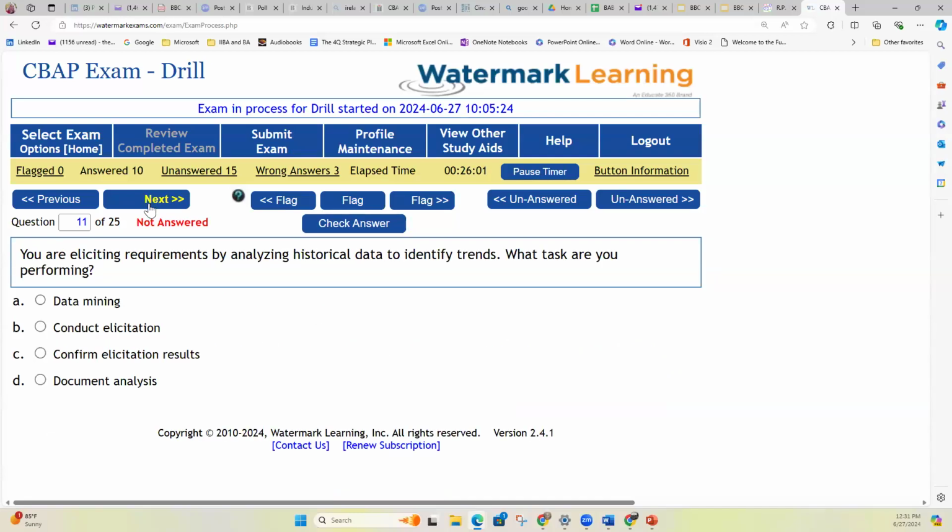You're eliciting requirements by analyzing historical data to identify trends. What task are you performing? It's the name of one of the tasks in this chapter, and this is the definition of the activity. So are you performing the task of data mining, conducting elicitation, confirming elicitation results, or document analysis? First of all, which one of these is not a task in this chapter?